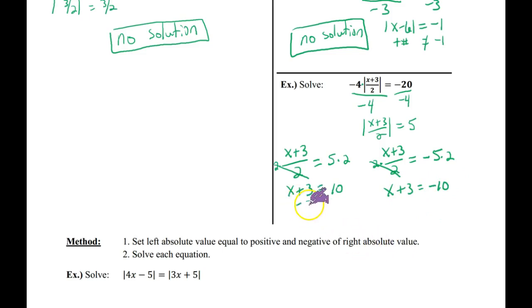Not quite done. I need to subtract 3 from everything. And x equals 10 minus 3, which is positive 7. Or negative 10 minus 3, which is negative 13. Again, you can't just solve one. It's not 7 and negative 7, it's 7 and negative 13. So you need to solve them individually.